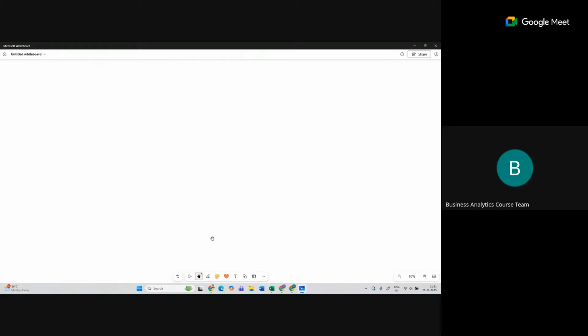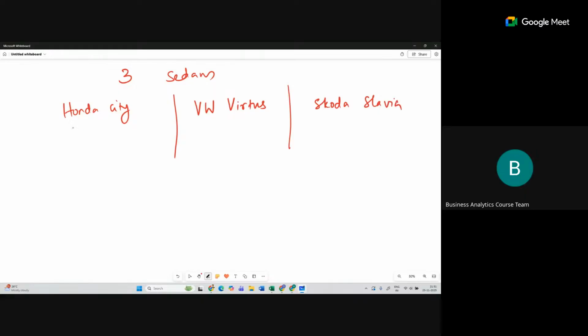Which cars can we take? Okay, let's take 3 sedans. You have Honda City. We have Volkswagen Virtus. What else? One more sedan. Skoda Slavia. We have these 3 cars. These 2 are more or less same. We cannot compare, but let's take a hypothetical example. Assume these 2 are different.